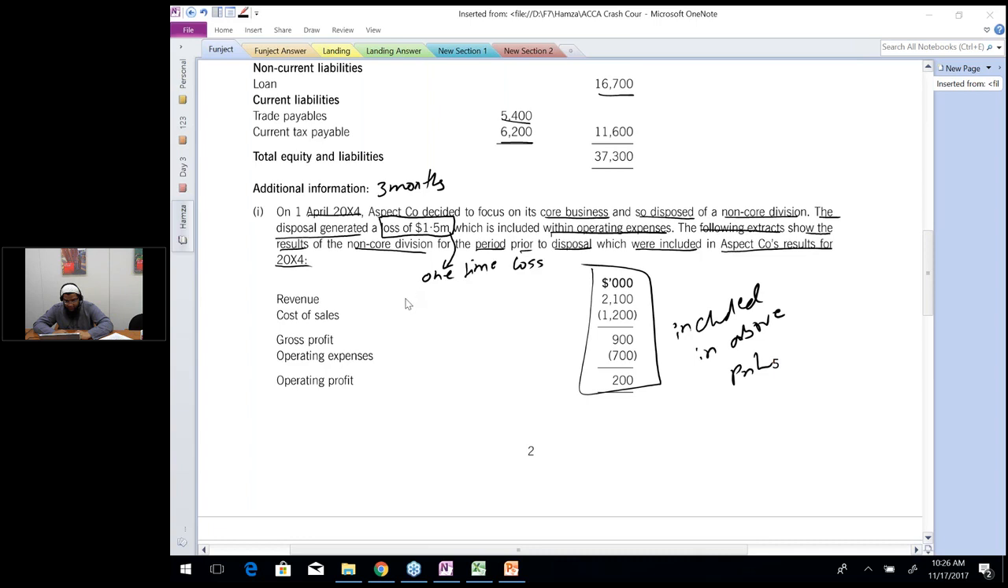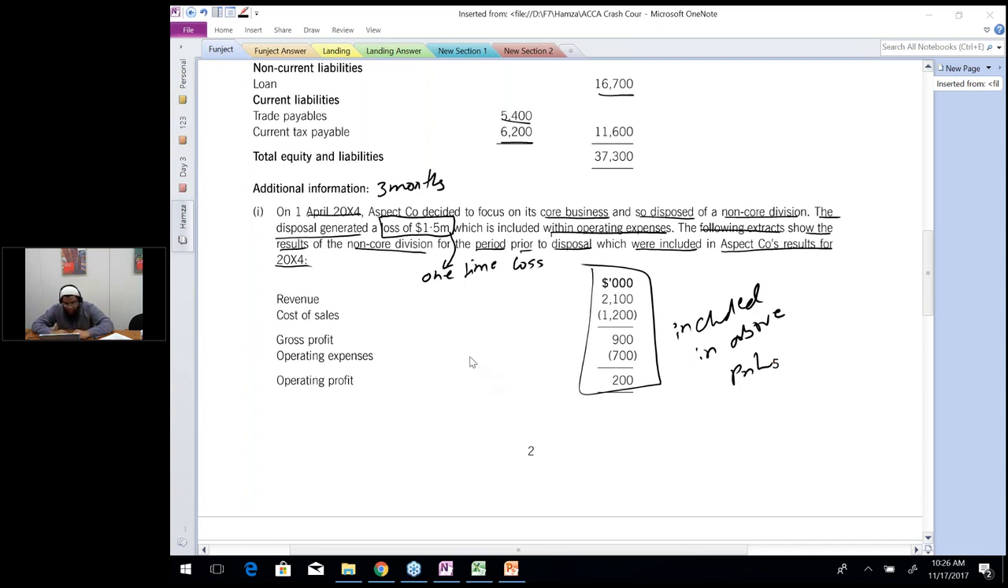Okay, Yumna is saying it's 1st April 20x4, 3 months. How, sir? Okay, Yumna and Smita. Yes, Yumna, 9 months before the year end and 3 months after the start of the year. So 3 months from the start and 9 months from the end. Smita, are you getting? 3 months from the start and 9 months from before the year end.